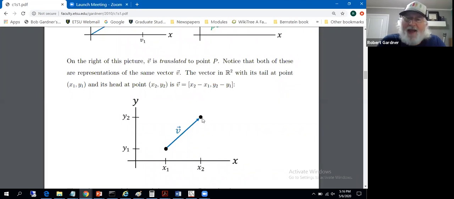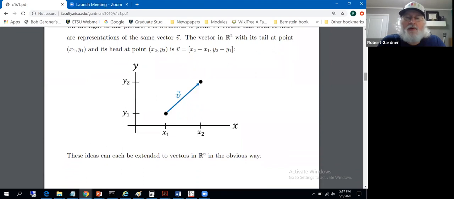And order is going to matter. In this picture, it goes in the positive x direction and in the positive y direction. Well, it could just as easily go in the positive x direction and the negative y direction. Order matters, but this difference in order will take care of any negative components that might arise. All right. We could certainly extend this to vectors in Rn and points in Rn in the obvious ways.